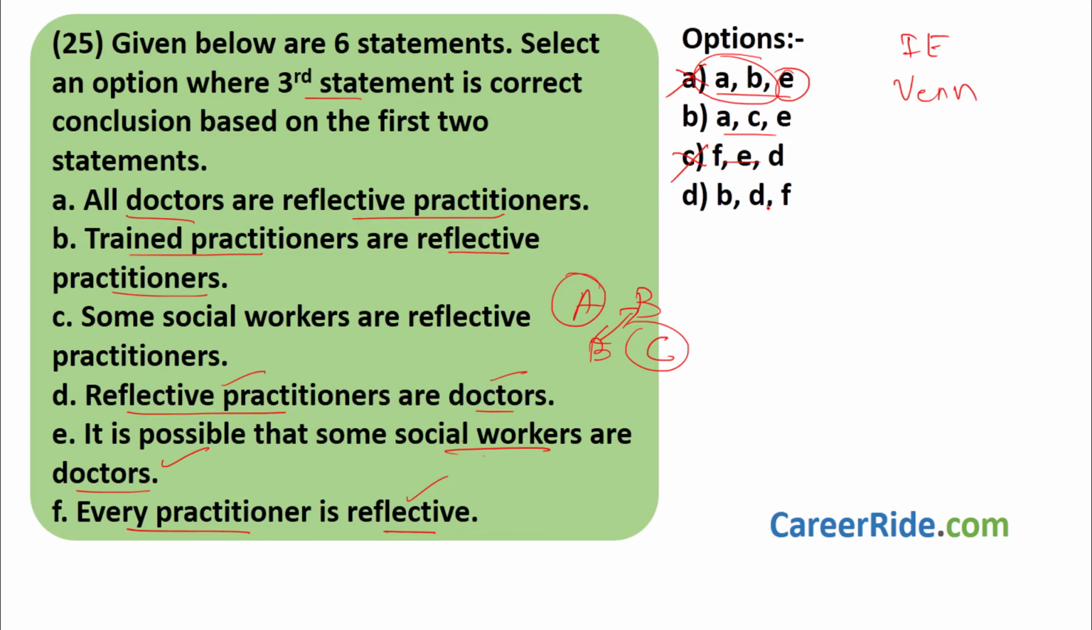Next, B, D and F. Trained practitioner, reflective practitioner. D has reflective practitioner, doctor. What does F have? Practitioner and reflective. Reflective means it is given over here, practitioner, it is given over here, trained practitioner. So reflective practitioner is remaining and doctor is remaining, nothing common, so wrong option, answer is this.